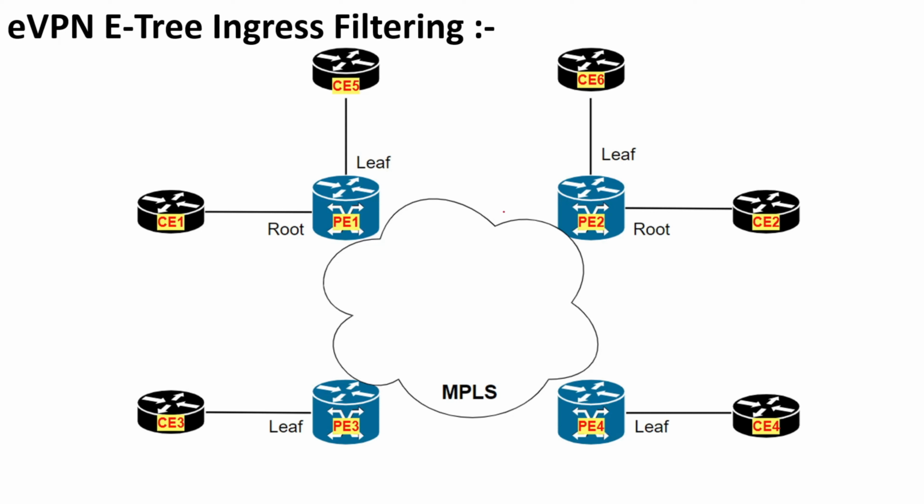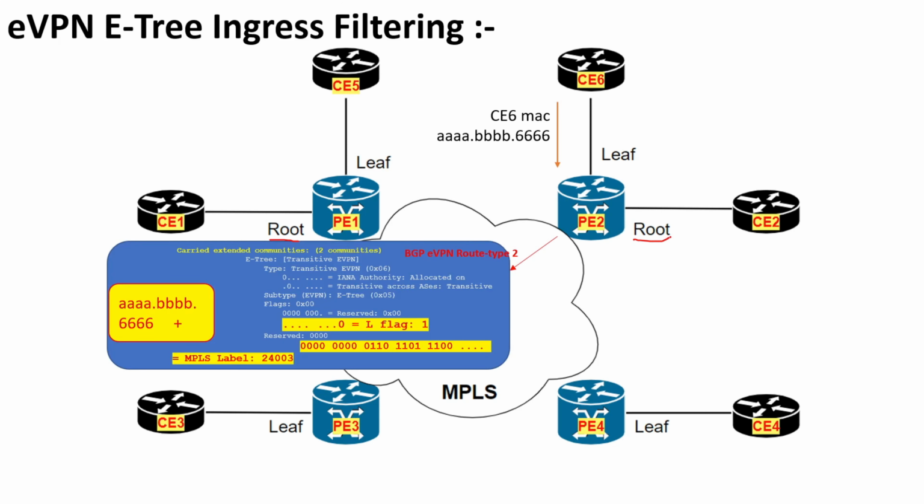So this is our topology: PE1, PE2, PE3, PE4, and these two ports are root ports and the rest all are the leaf ports. Let's say that PE2 learns the MAC address of CE6 by any means. It can be based on BUM traffic or it can be based on CDP or LLDP, but by any means it learns the MAC address. So in the EVPN design, once a PE device learns the MAC address, it will generate the route type 2 and send it to the other PE devices using BGP. So PE2 has generated the route type 2 for this particular MAC address.